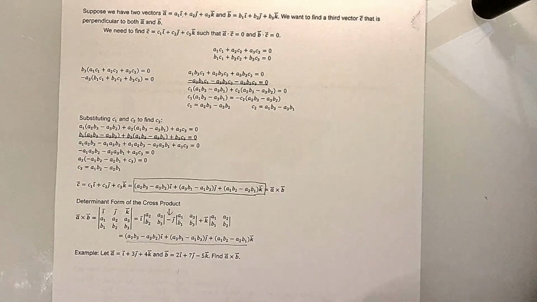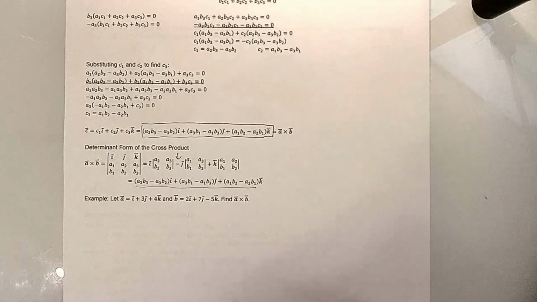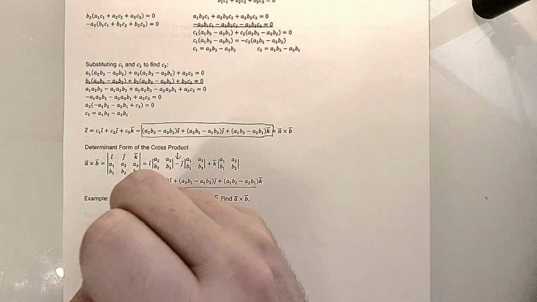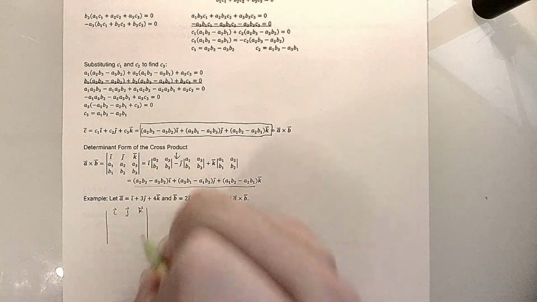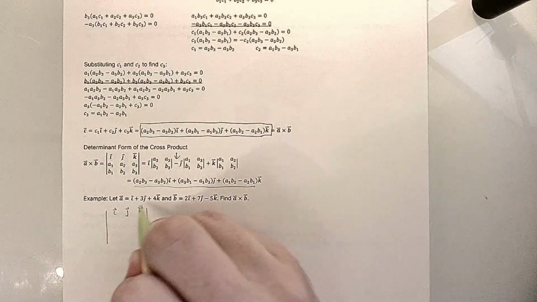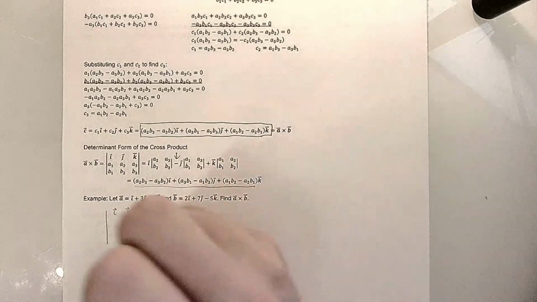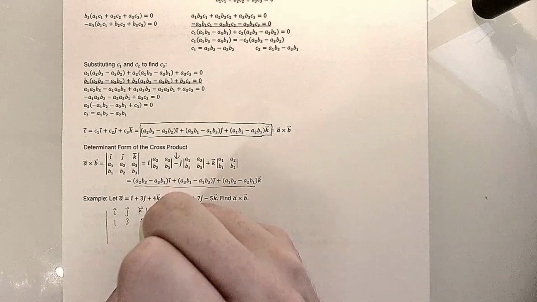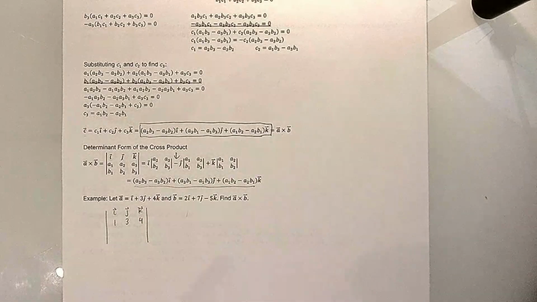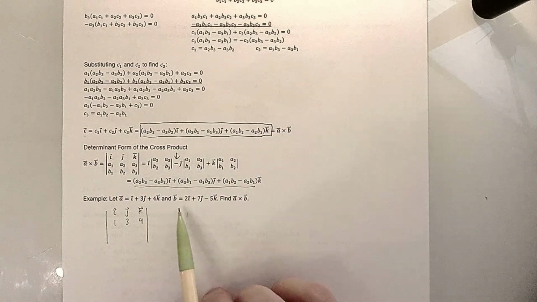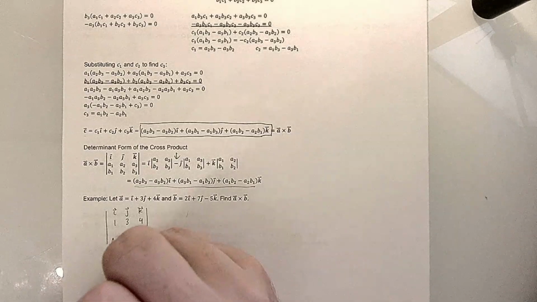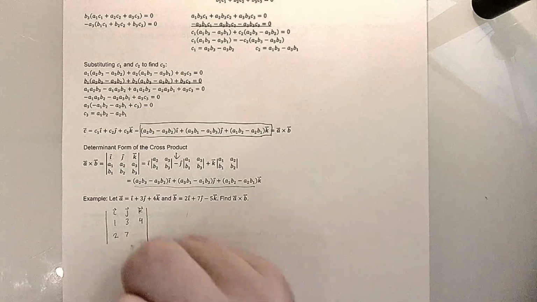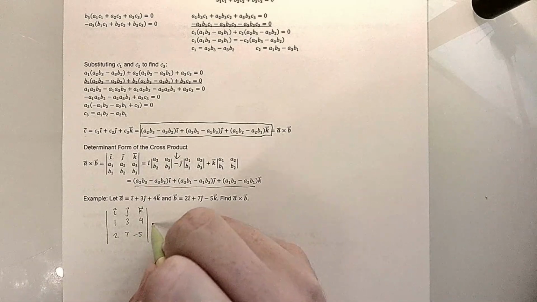So let's look at an example of how this works. If we set it up, we have I, J, and K across the top row, and 1I plus 3J plus 4K. So that's 1, 3, and 4. So it's just the coefficients. And then in B, in the bottom row, we have 2, 7, minus 5.